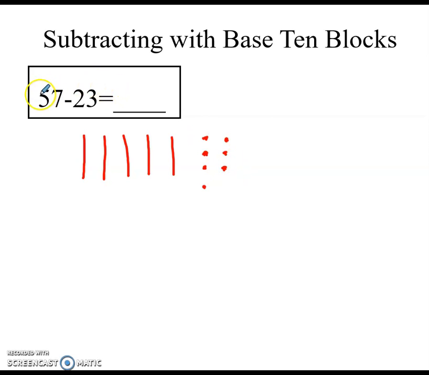Now, subtracting base 10 blocks is a little different than adding base 10 blocks. When you add base 10 blocks, you first make this number, and then you make the next number, and then you count them up. But in this case, we only start with the biggest number, and then we take away the smaller number.